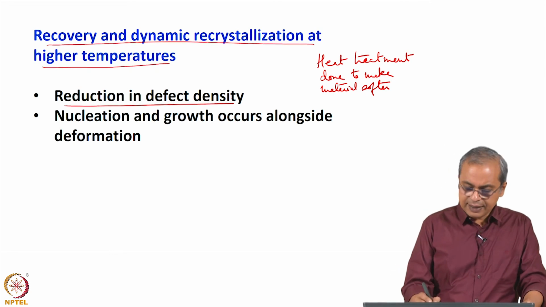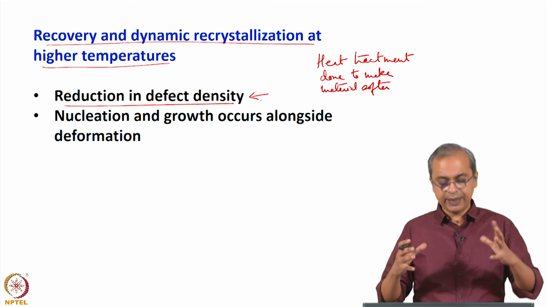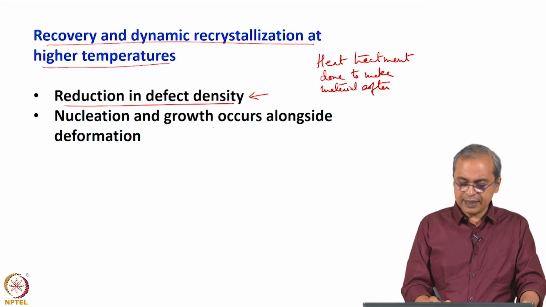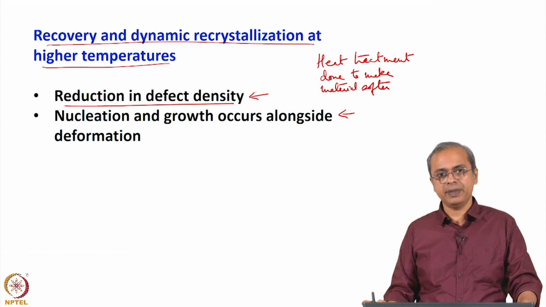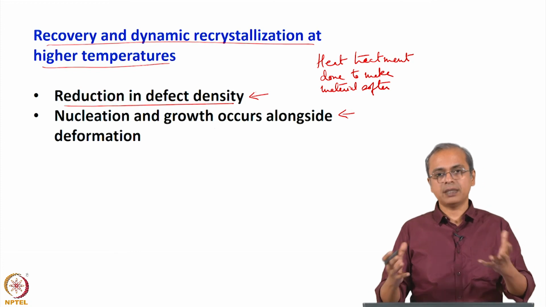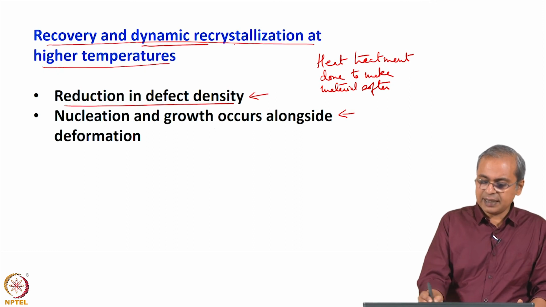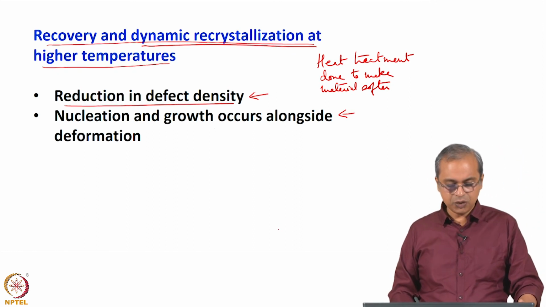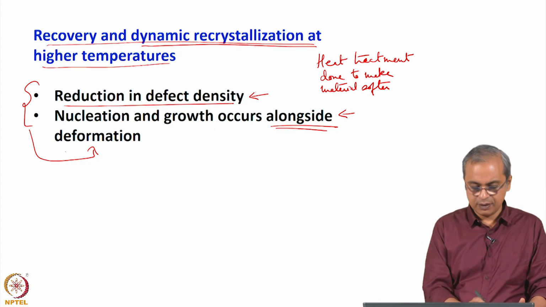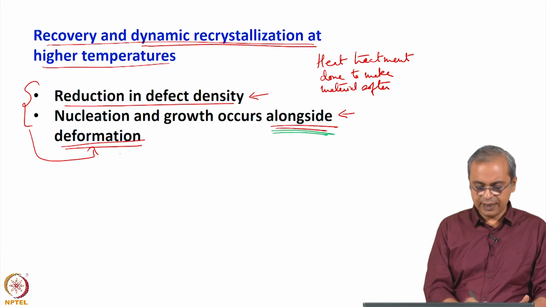And so, one thing that happens when you do this high temperature treatment is that there is a reduction in defect density, and also you have nucleation and growth that will occur at higher temperature normally, and both of these are being used as heat treatment processes to help you make the material softer and deform it further. Now, this recovery and dynamic recrystallization is a situation where this is happening alongside deformation.